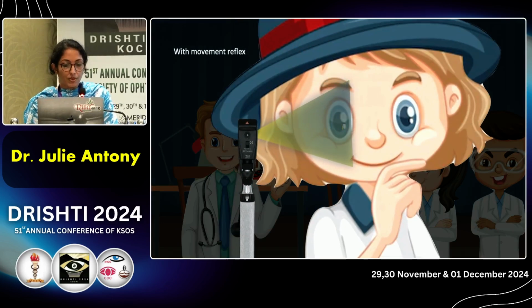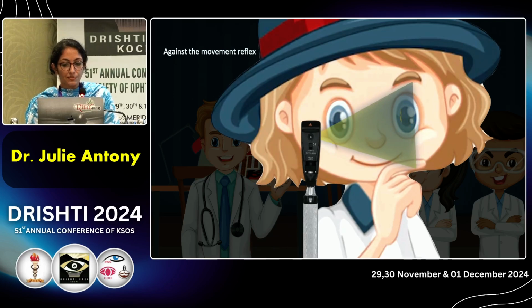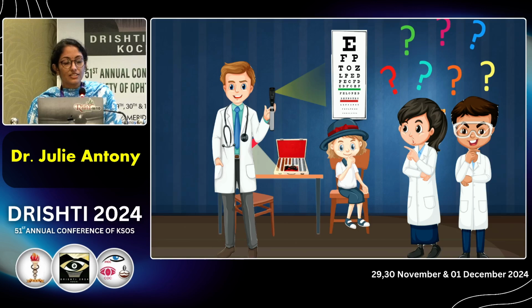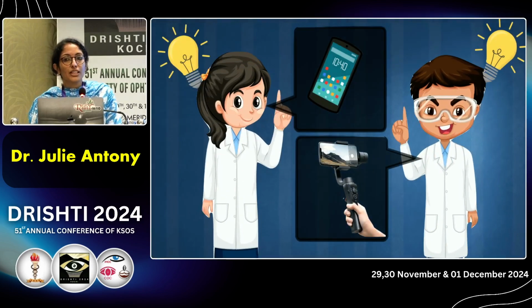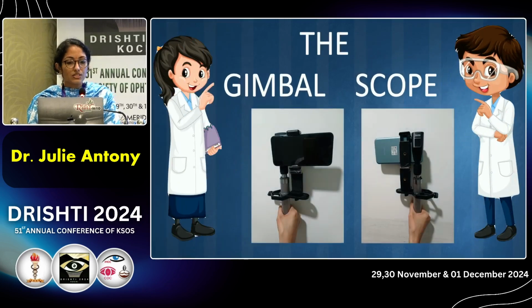Usually the mentor teaches the trainee with the help of a schematic model to make them understand the reflexes. This is a schematic model showing the with the movement reflex, and next is the against the movement reflex. So it is very difficult for a trainee to understand the retinoscopy reflexes. That's how the thought of making a gimbal scope came, that is attaching a smartphone to a gimbal. Gimbal is an object that acts as a supporting system, and we attach the retinoscope to it. So this is the final look of the gimbal scope.